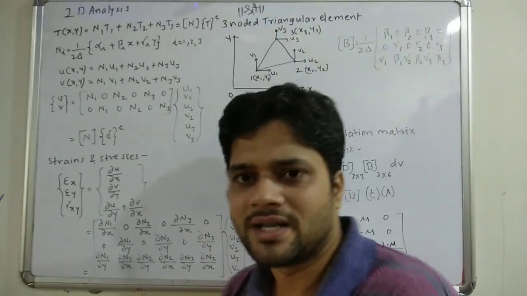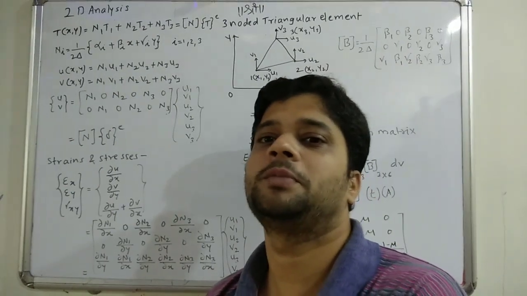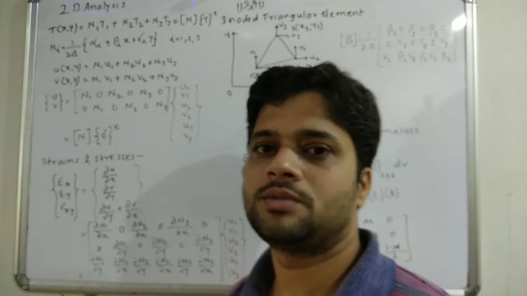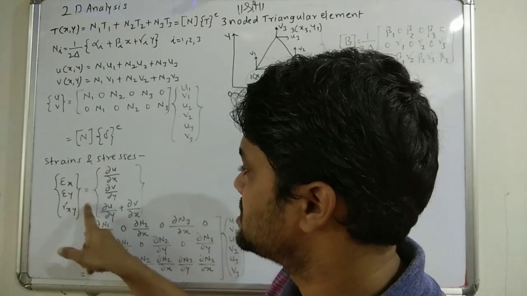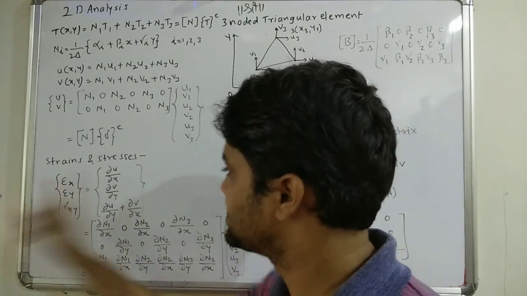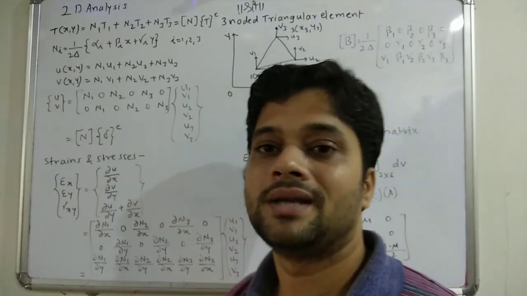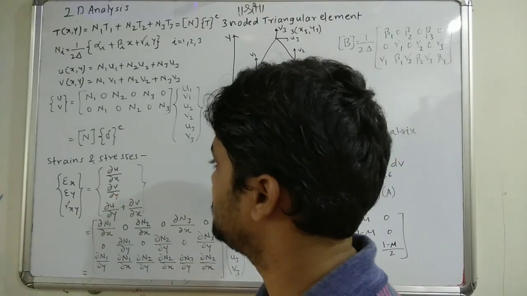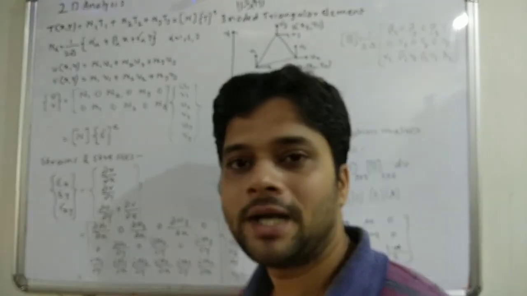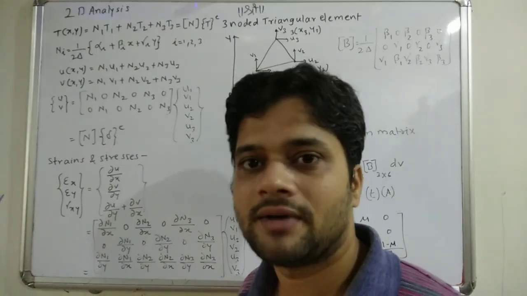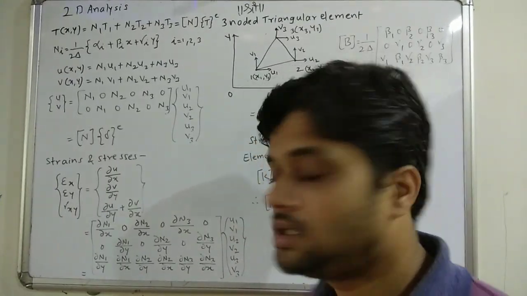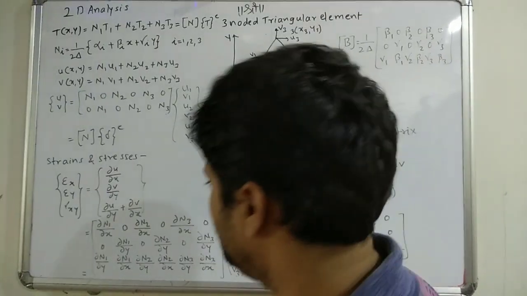Now stresses and strains. We have already seen the plane stress and plane strain problem. This particular condition is the plane stress condition, so the strains I can easily find out. Epsilon x is the x directional strain, which is given by dou u by dou x. Epsilon y is given by dou v by dou y, and the shearing strain in the xy plane is given as dou u by dou y plus dou v by dou x. This is what we have seen in the plane stress condition as well.